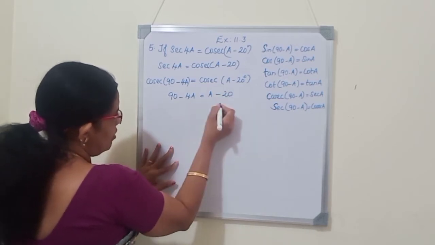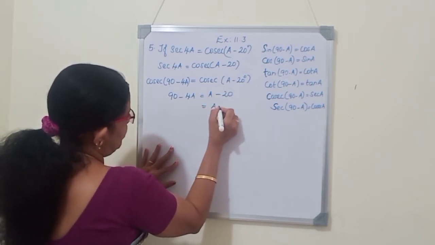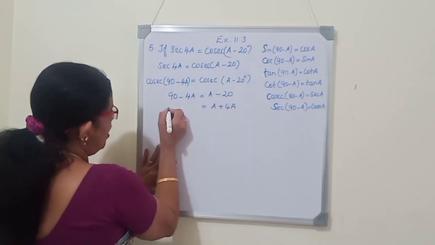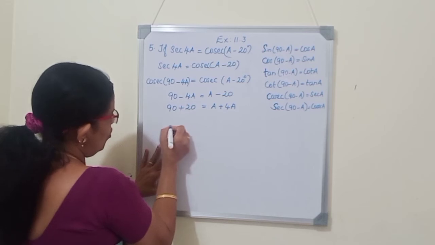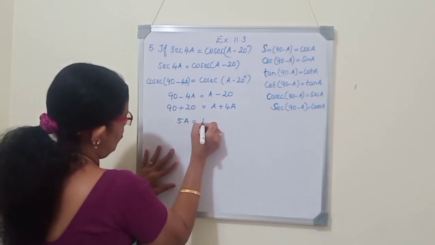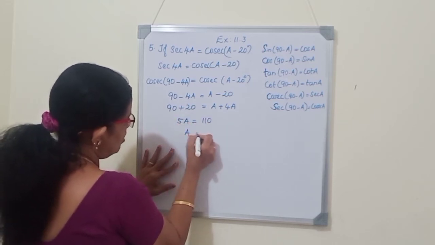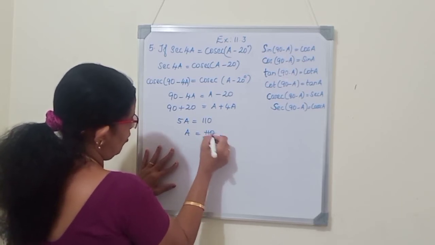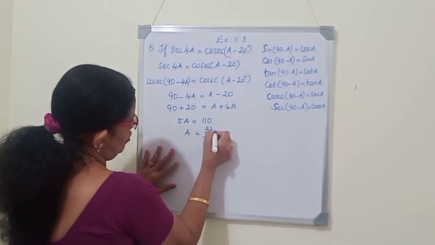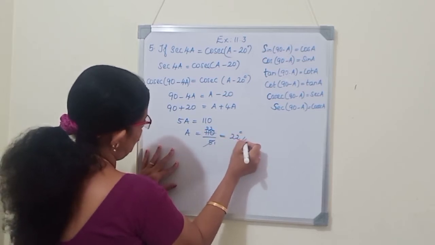Now minus 4a I will take it to the right side and write it as plus 4a. Here 90 minus 20 becomes plus 20. wait, 90 plus 20 is 110. So 5a equals 110. A equals 110 by 5. So 5 1s are 5, 5 2s are 10, 22. So value of a is 22 degree.